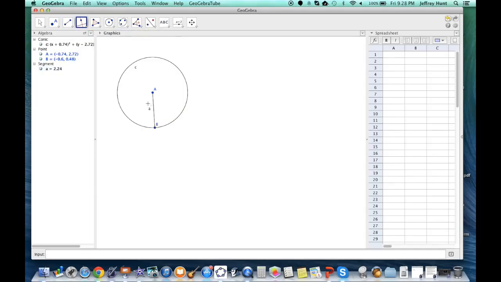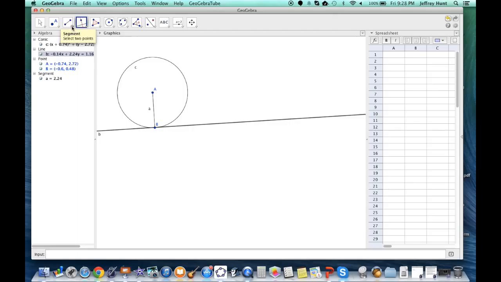My tangent line has to be perpendicular to AB at the point B. So I'll use my tool there to draw in a perpendicular line. So this segment we see here is now tangent to the circle A at the point B.